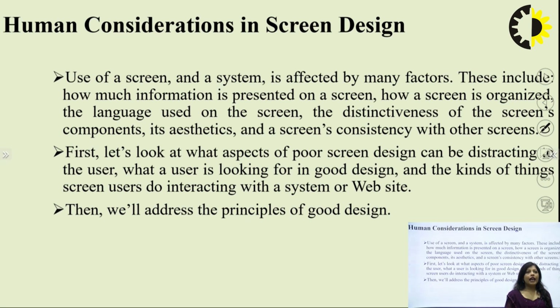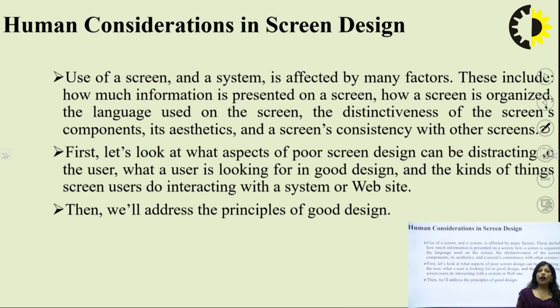The next factor may be the language used on the screen. Which language do we use on the screen? Basically we have to follow that technical language is not used, because not every user has technical knowledge. So we prefer to use simple language, which is useful for every user, for every age group.